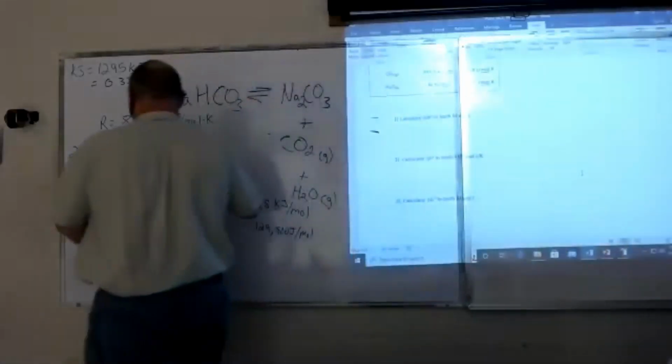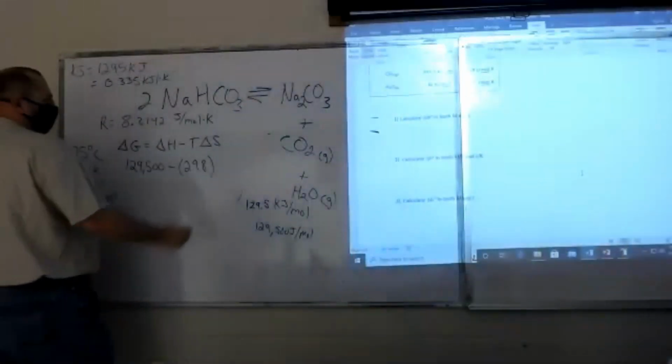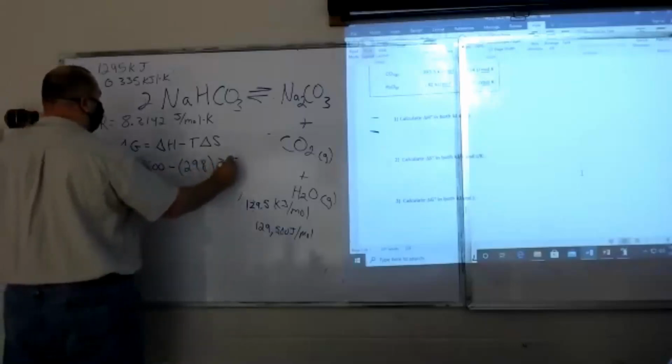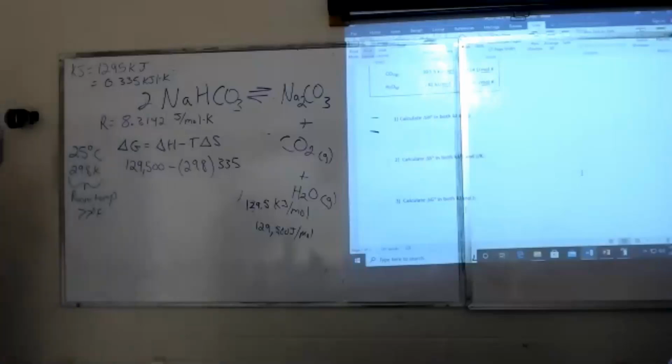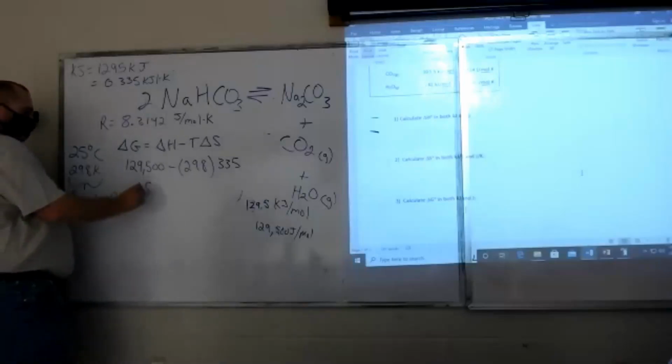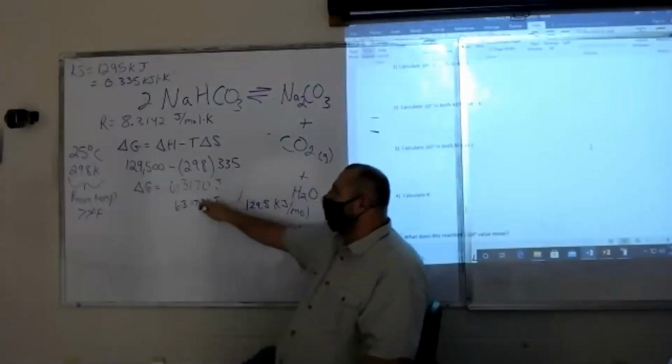All right, so then our delta S here in joules was 335. Oh man, somebody will have to type that in. Okay.